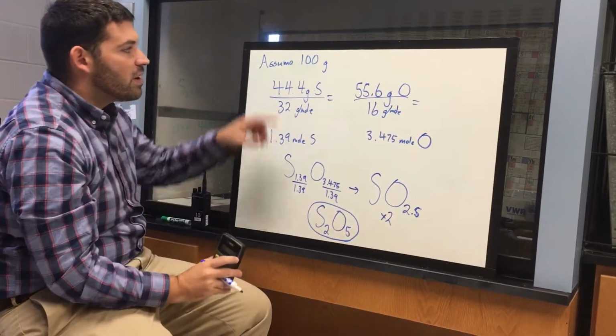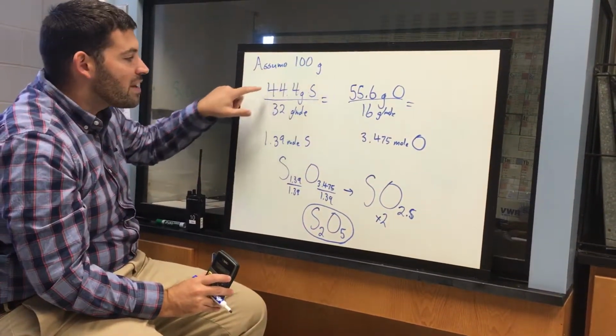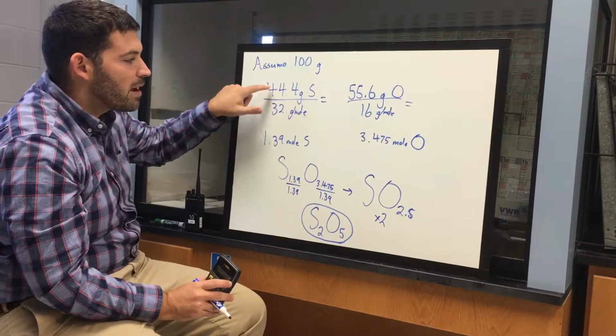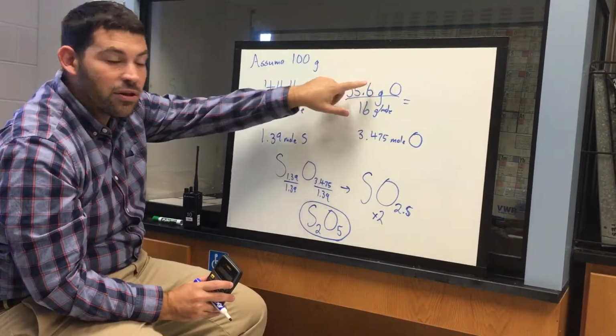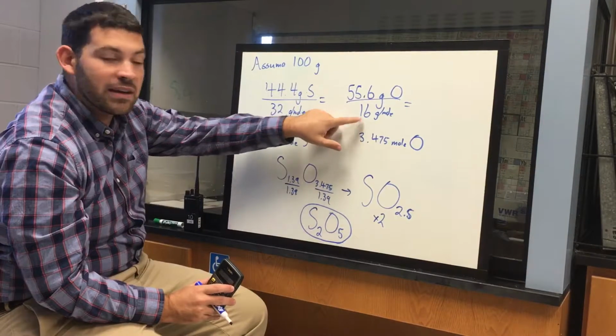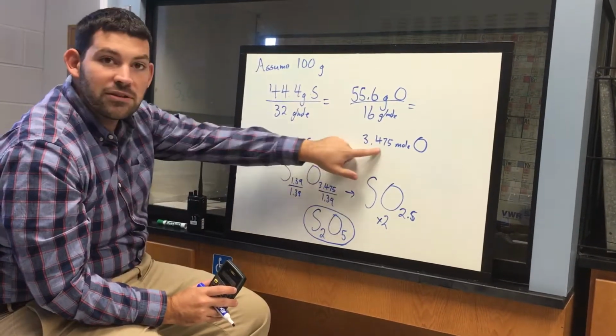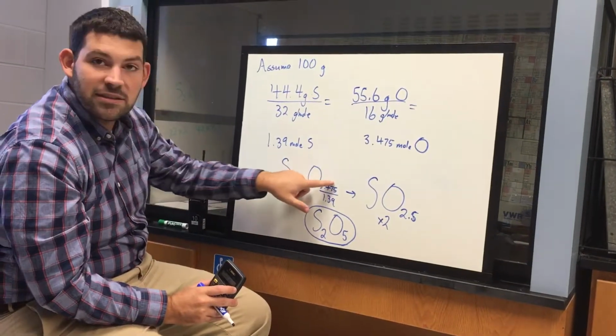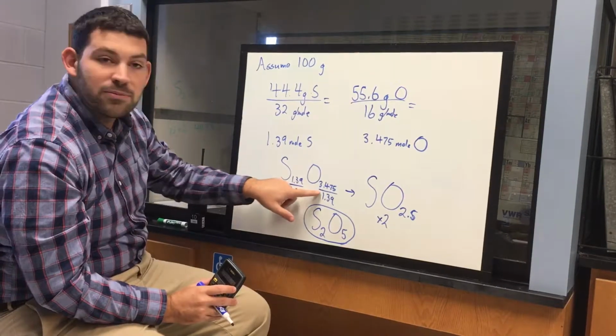So we assumed a 100 gram sample. We got the percentages to become masses for both the sulfur and oxygen. We took their molar masses into account. We solved for the number of moles of each. We set up the moles as the subscripts. We divided by the smaller one.